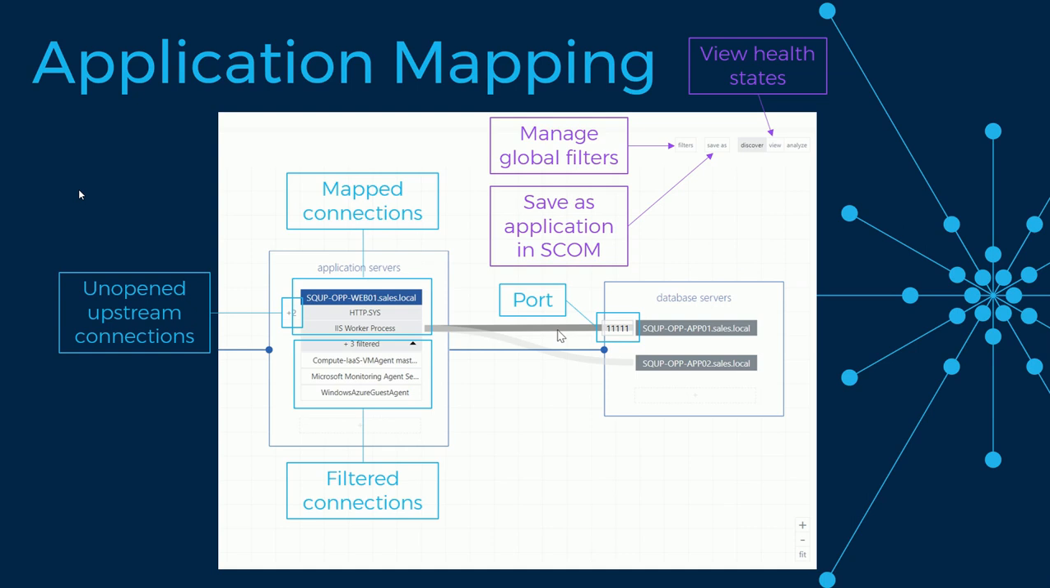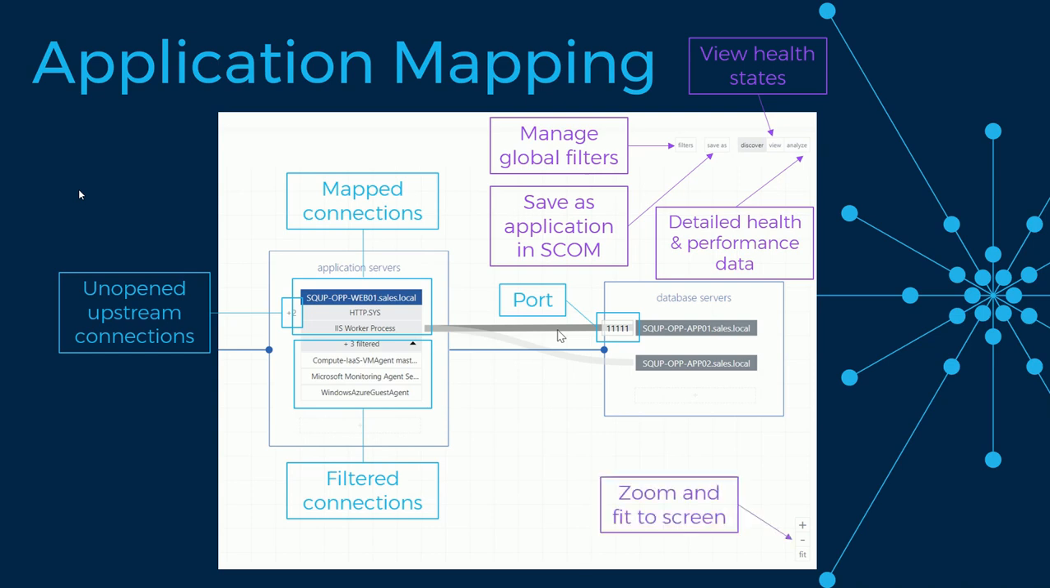View, which allows us to very quickly view the current health states of the servers that are part of our application map, and Analyze, which is a more detailed view of current health and performance data. And just one little thing to show you down in the bottom right is you've got some zoom and fit to screen options available to you.